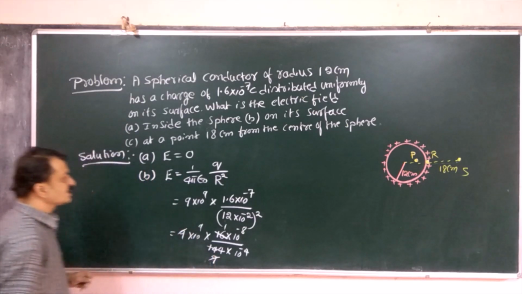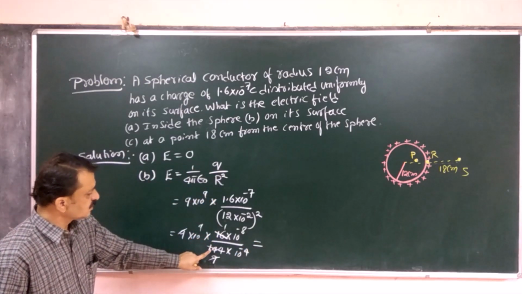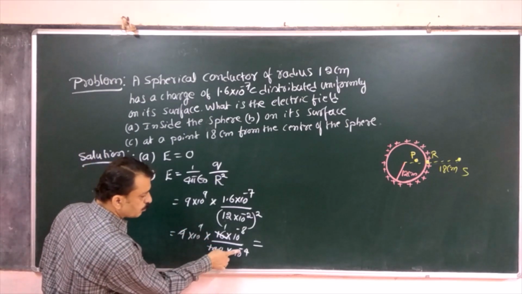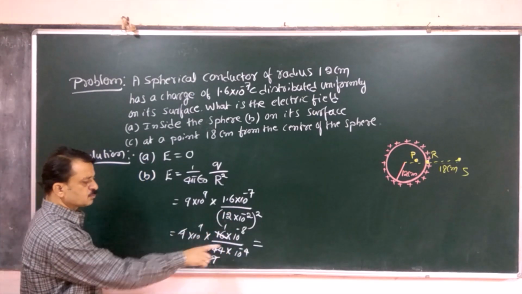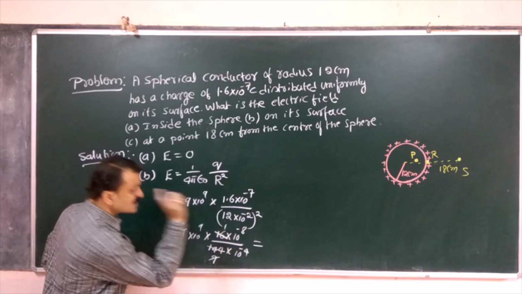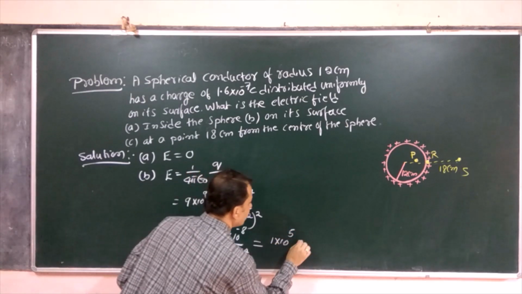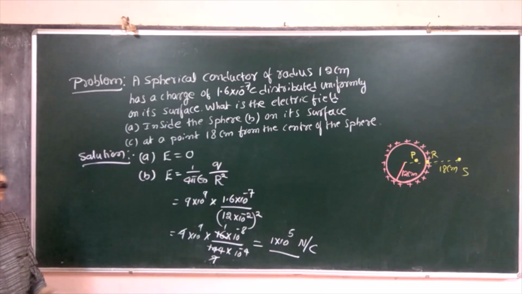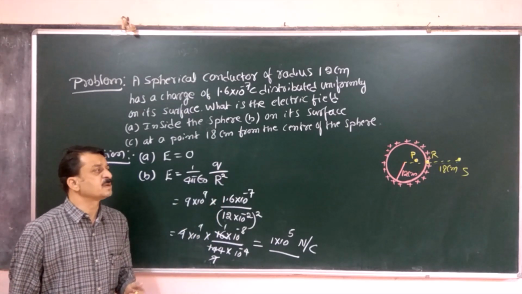So 9 cancel ಆಯ್ತು. Therefore electric field ಏನು ಬರ್ತದೆ ನೋಡಿ. 16 nines are 9 cancel ಆಯ್ತು. So 10 to the power of 9 ಇದ್ದಾನೆ. 10 to the power of -4 ನ್ಯೂಮರೇಟರಿ ಬಂದ್ರೆ +4 ಆಗ್ತದೆ. 9 + 4 is 13, minus 8, it is 1 into 10 to the power of +5 Newton per coulomb. That is the magnitude of the electric field on the surface of the sphere.